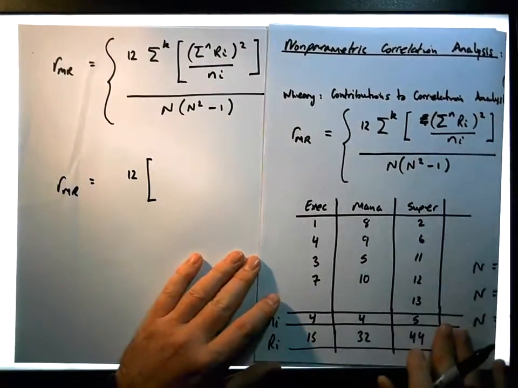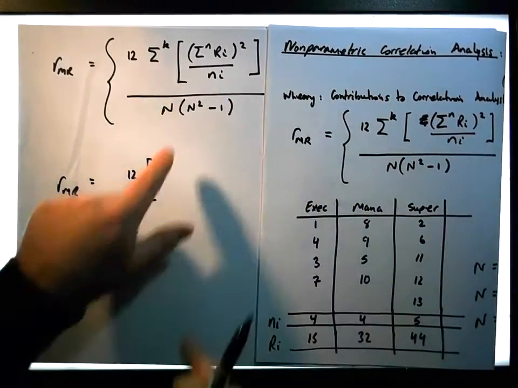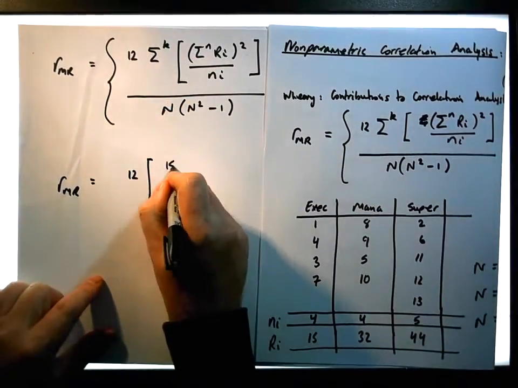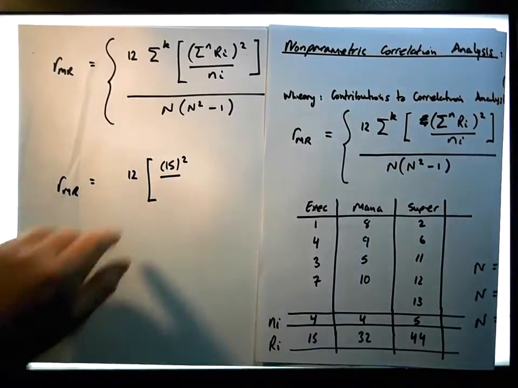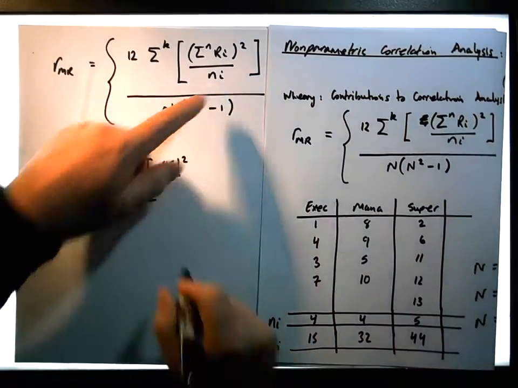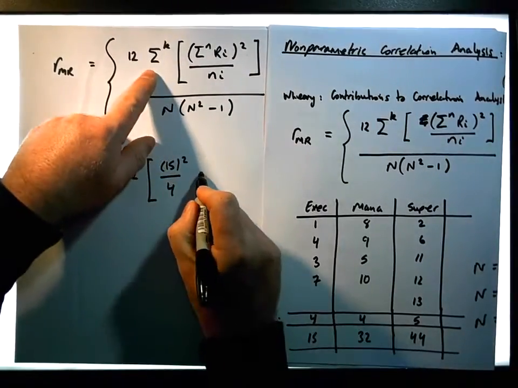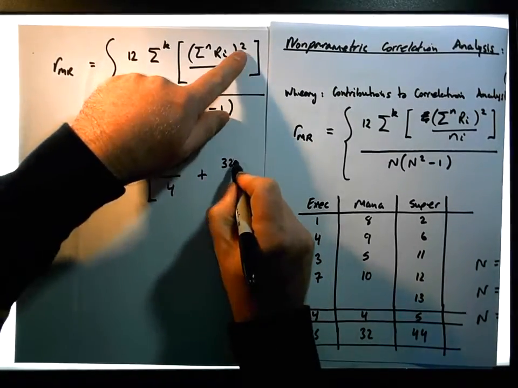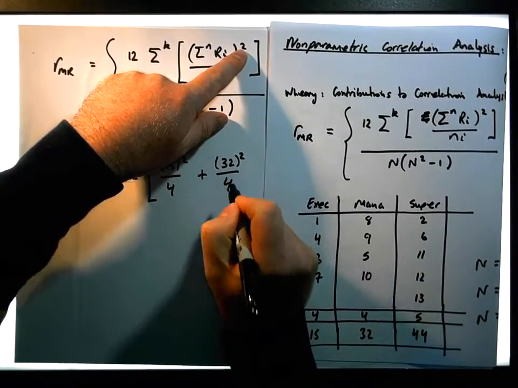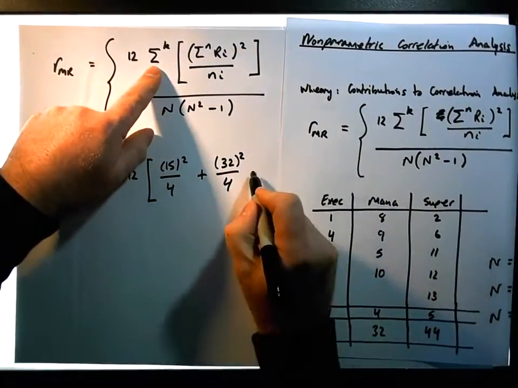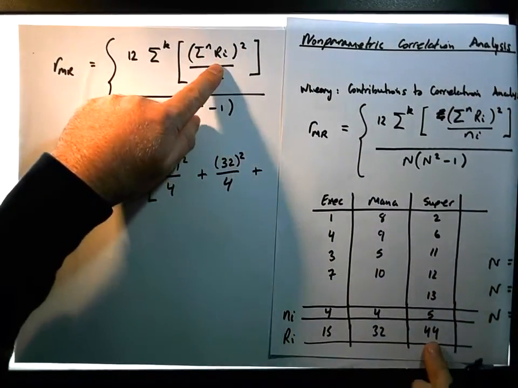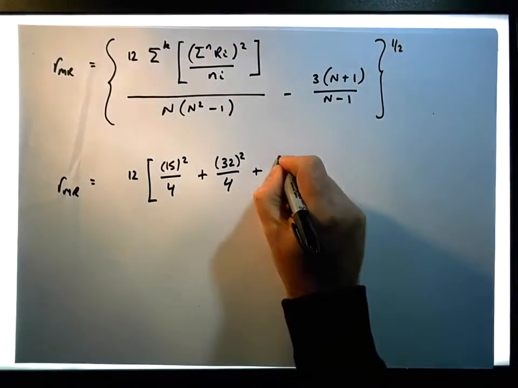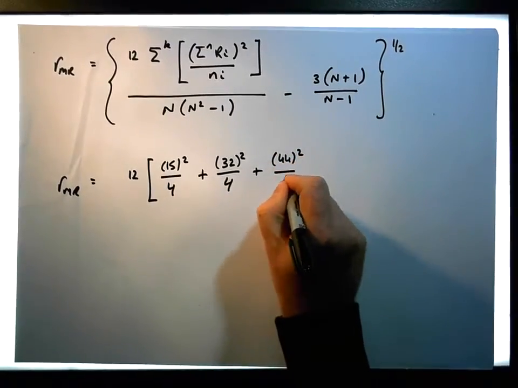Okay, so the first group, its sum of ranks is 15, which needs to be squared. So it's 15 squared all over the sample size, which is 4. Plus, for the next group, its sum of ranks is 32, which needs to be squared, divided by the sample size, which is 4. Plus, for the next group, its sum of ranks is 44, which needs to be squared, divided by 5 this time.